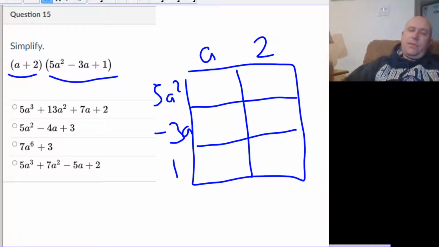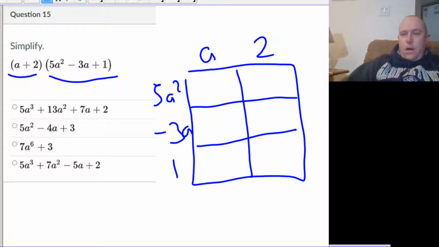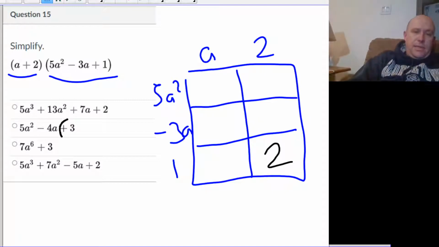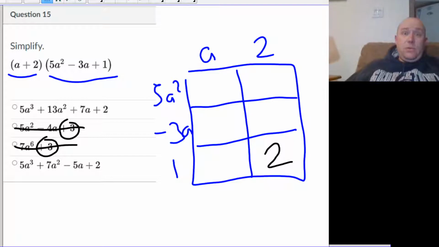And then I can start to fill this in as well. Now you might want to do the same trick that I did on one of the earlier questions, is if you start at the bottom corner here, 1 times 2, that's obviously the easiest one to do, is 2. Notice these answers don't even end in 2, they end in 3. So you can already make this a 50-50 just by doing basic multiplication on this question. Alright, let's do this properly though.